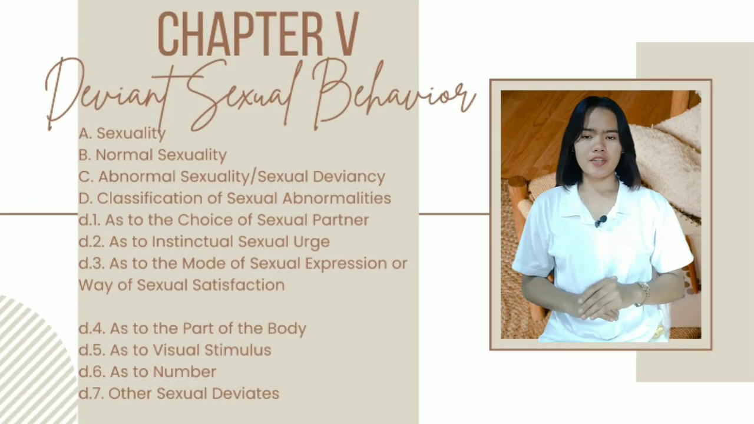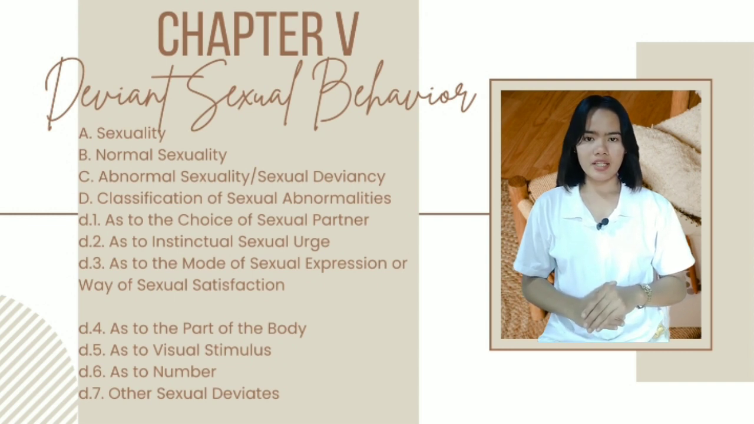Now, let's proceed to Chapter 5, the deviant sexual behavior. First, let us define sexuality. Sexuality is a behavior associated with the relation between sexes and reproductive organs. Normal sexuality is sexual completion that leads to a mature and adjusted individual capable of entering relationships with a member of the opposite sex which are physically and mentally stable and satisfying, heterosexual. Abnormal sexuality or sexual deviancy is sexual behavior which seeks stimulation and gratification by means other than heterosexual.